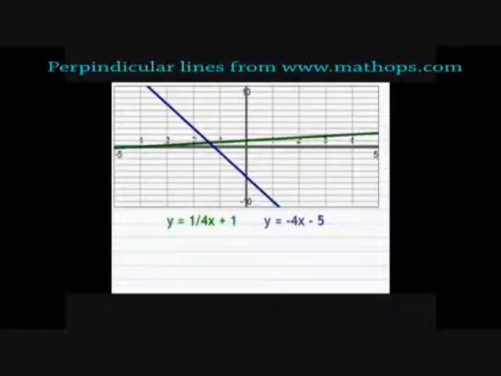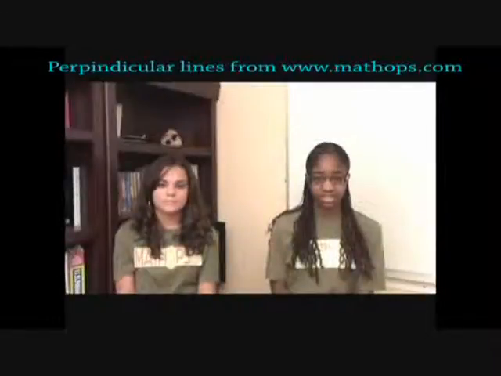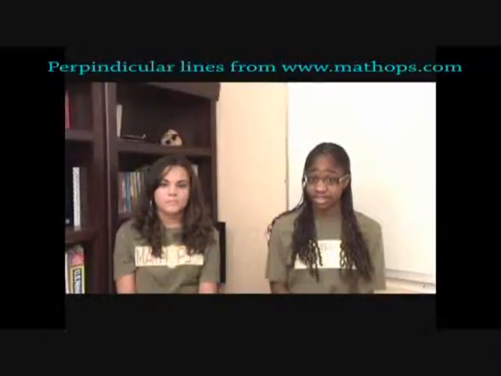y equals 1/4 x plus 1 has a slope that goes up 1 and over 4. y equals -4x minus 5 has a slope that goes down 4 and over 1. They are perpendicular lines. Sometimes you can't just look at a graph and tell if the lines are perpendicular. You may have to count out the slopes to be sure.